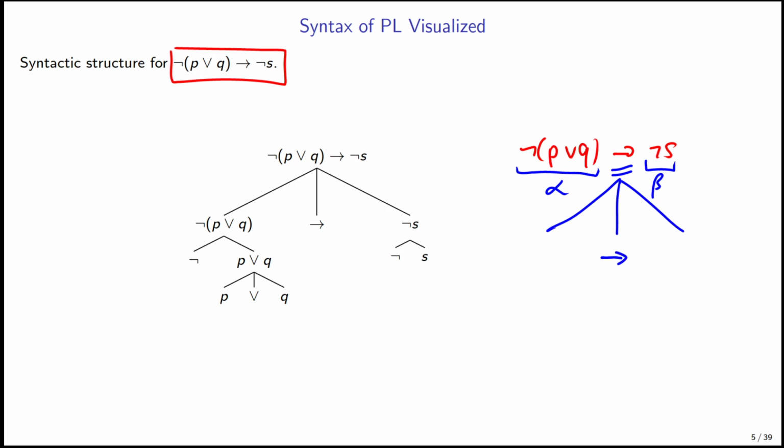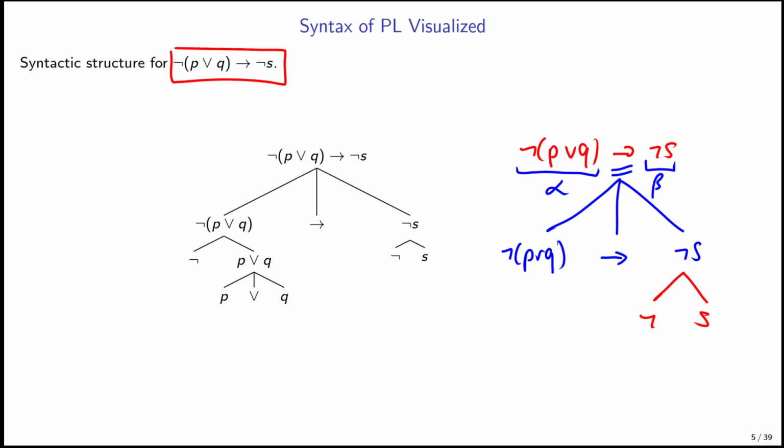I can split this up into the connective. I can get my WFF alpha on the left, so this is going to be not (P or Q). And on the right, I have not S. So that's my beta here. Now, if I take a look at not S on the right, let's do the right first. Well, this is a negation attached to an individual well-formed formula. So I can break this up into a not and an S. So the right side's done. Everything is broken down into its individual components.